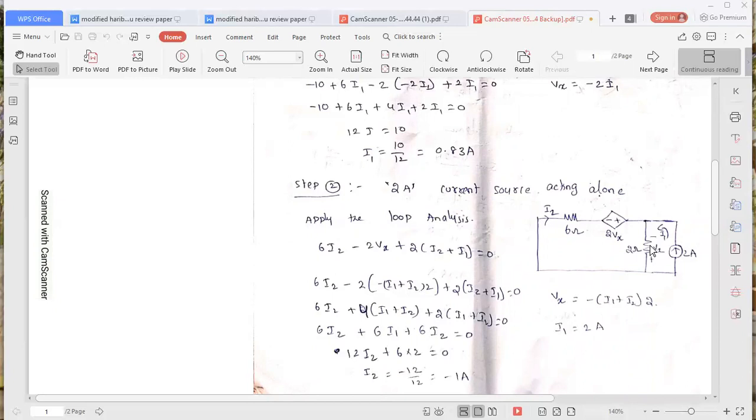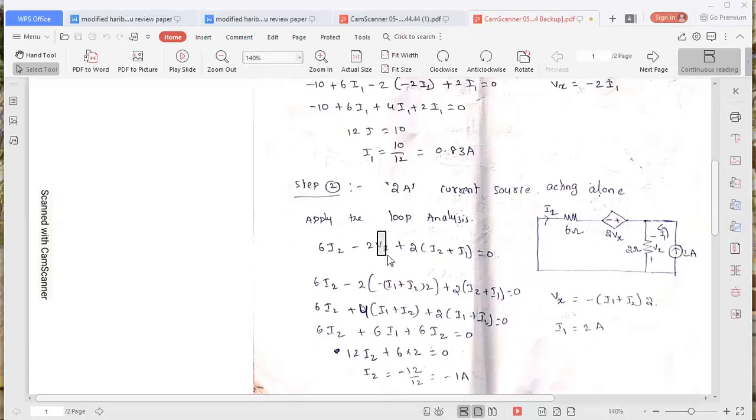Vx equals, the current directions, both currents are in the same direction, both currents touch the minus terminal. So minus I1 plus I2 into R, that is V equals IR. Here the current passing through the 2 ohms is I1 plus I2, because both are in the same direction, I1 plus I2 into 2 ohms. Because both currents touch the minus terminal, it is minus into I1 plus I2 into 2, Vx equals that.